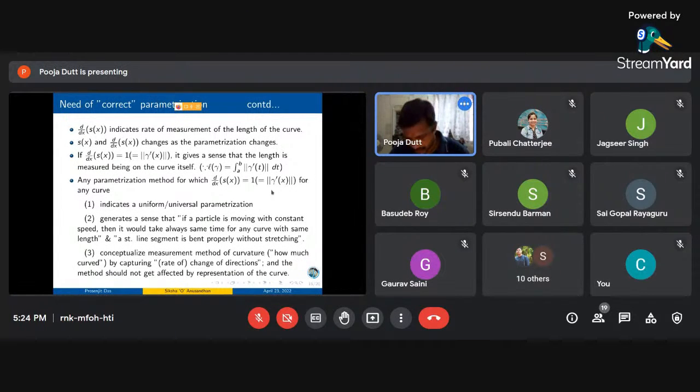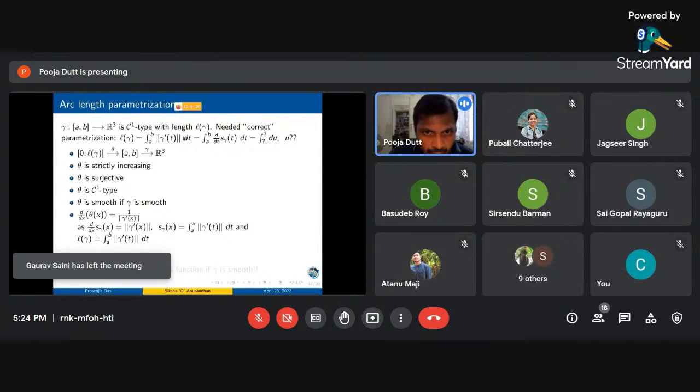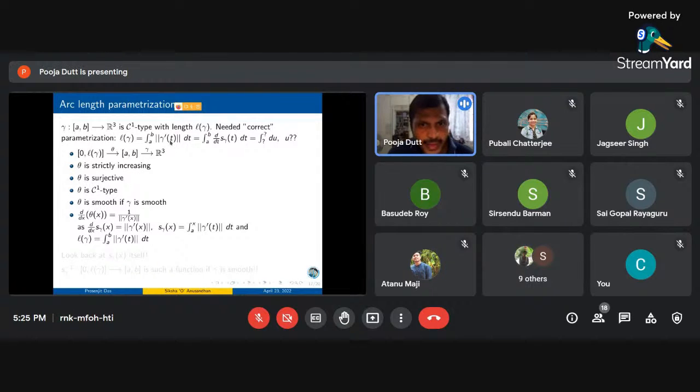The aim is to make the differentiation of s to be 1 here. And what is the differentiation of s? The norm of gamma prime. Now the norm of gamma prime we cannot directly change to 1, but I can change the parameterization where I can have a factor 1 by the norm of gamma prime here, so that it will cancel, and hence we'll be getting 1 here. So that's the idea. So if theta is the function, its derivative has to be 1 by gamma prime. So the question is, is there any function? The answer is yes, there is.